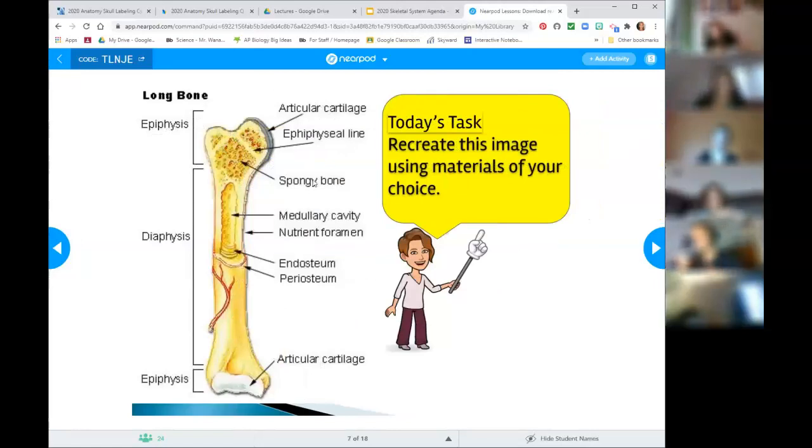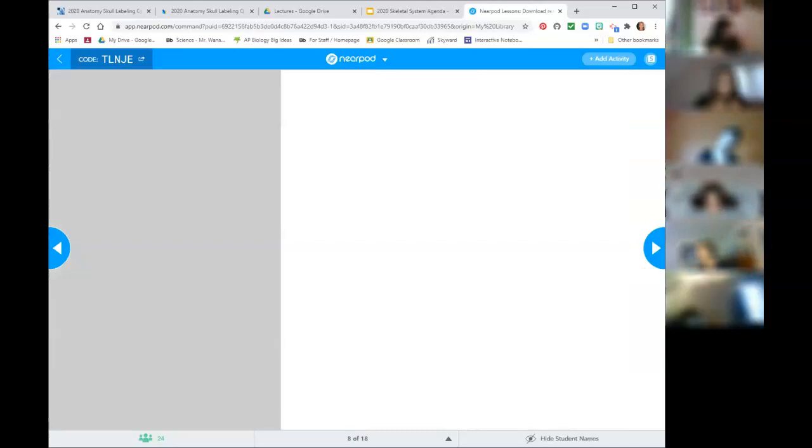So these are the parts that we're going to talk about. We have a slide for each of these things. In the end, your task is to create a model of materials you can find at home of a bone and be able to, like, you want something that represents each of these words, okay? So we'll come back to that.